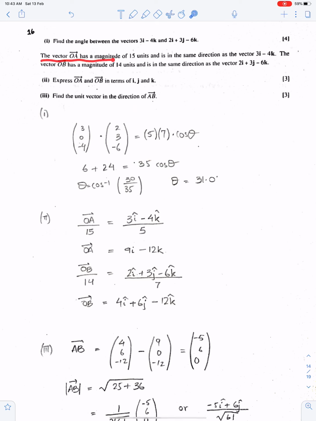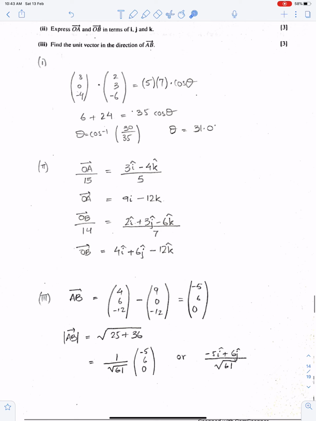The vector OA has magnitude 15 and is in the direction of this vector. So we will use ratio method. We will write OA upon 15. We will write this vector upon its magnitude, which is 5. And by using ratio method, we can get the vector OA. In the same way, we can get the vector OB. And then we need a unit vector in the direction AB. This is so simple. First get AB, then get its magnitude, and this is the formula of the unit vector AB: vector AB upon its length.